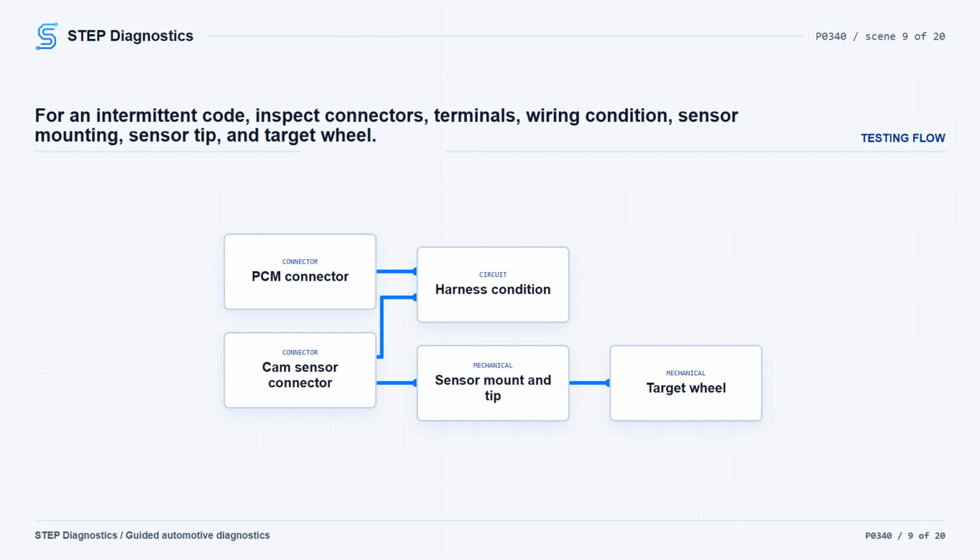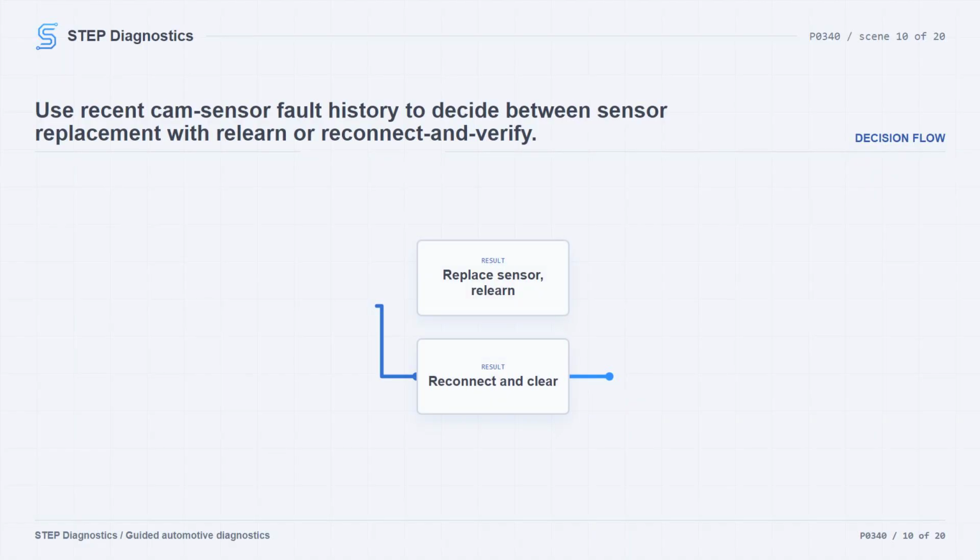Remove the cam sensor and inspect the end of the sensor for damage or debris. Rotate the engine, and if possible, inspect the target wheel for damage. Reinstall the cam sensor correctly and tighten it to the proper specification. If you find a problem here, make the appropriate repair and verify the repair.